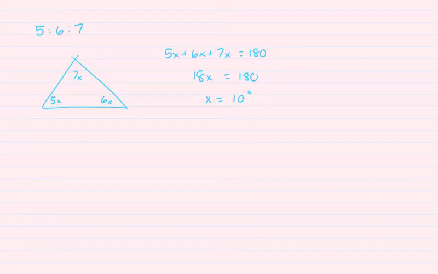So if they actually ask for the full value of each of the angles from smallest to greatest, I would plug 10 in, plug 10 in, and plug 10 in. So then I get 50 degrees, 60 degrees, and 70 degrees for my three angles.